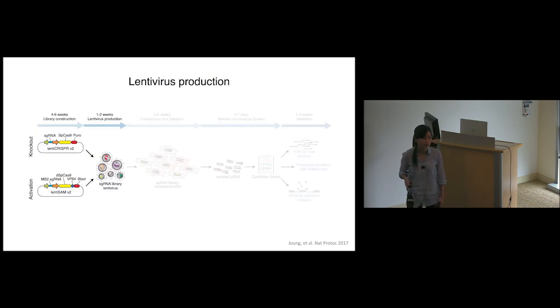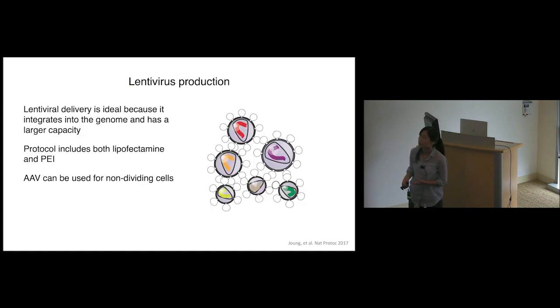So then the next step is the lentivirus production. For the screen, we recommend lentiviral delivery because lentivirus integrates into the genome. So for any positive or negative selection screens, this is very helpful since the lentiviral genome will amplify with the cells. Then your guides will become more enriched at the end of the screen, for example, for a positive selection screen. The protocol provides both a lipofectamine version and a PEI version for producing lentivirus. In special cases, for example, for non-dividing cells, AAV can also be used.